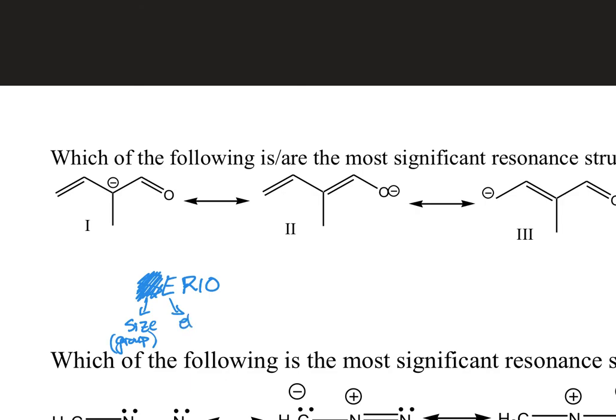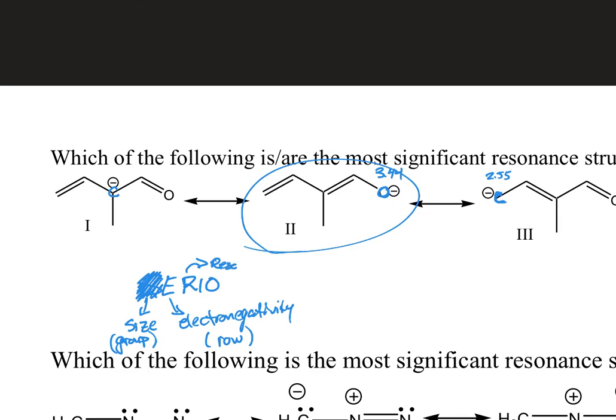Next, E is electronegativity. You look at electronegativity if they're in the same row of the periodic table. And we have a carbon, we have a carbon, and we have an oxygen. Those are in the same row. Oxygen has an electronegativity of 3.44, and carbon has an electronegativity of 2.55. So oxygen is going to win, meaning this is the most significant resonance structure. The R stands for resonance. They each have resonance. We don't need to focus on that.